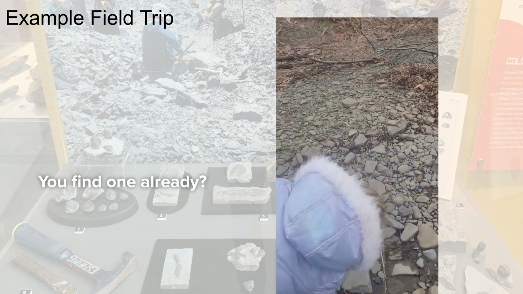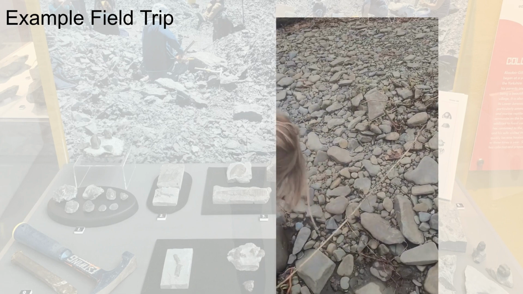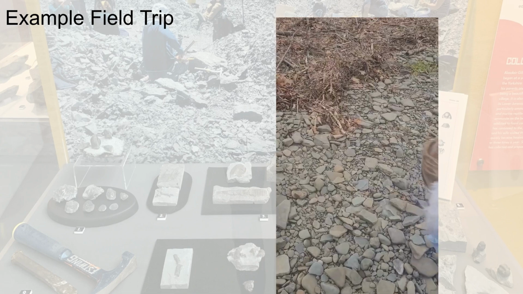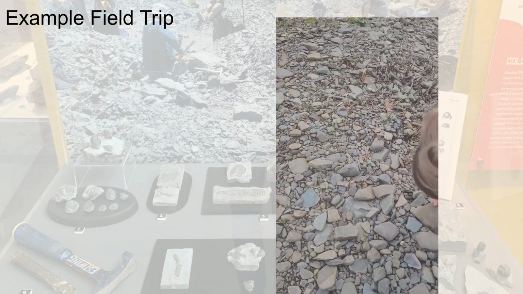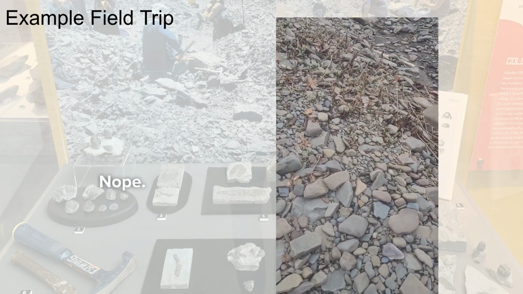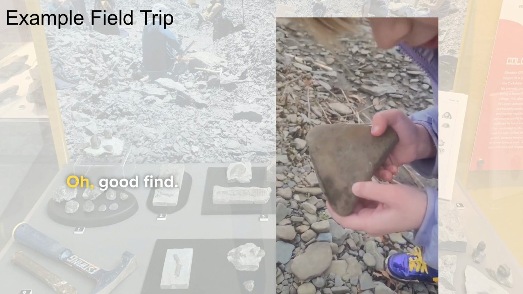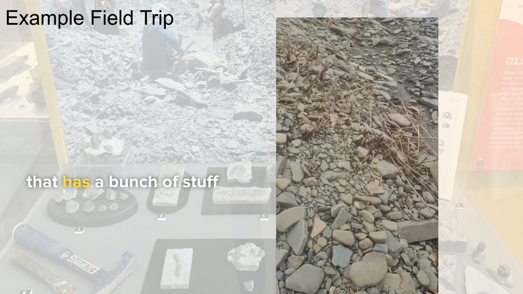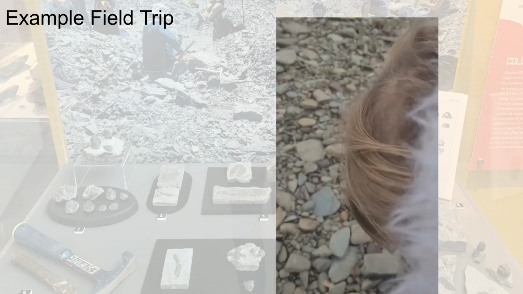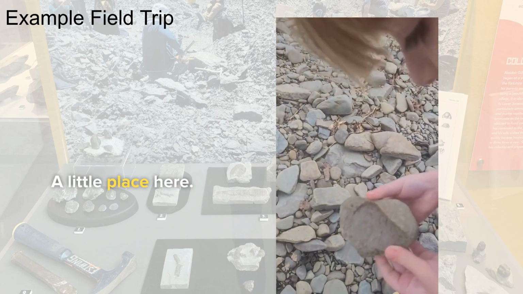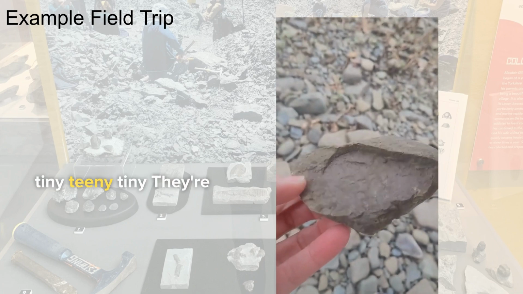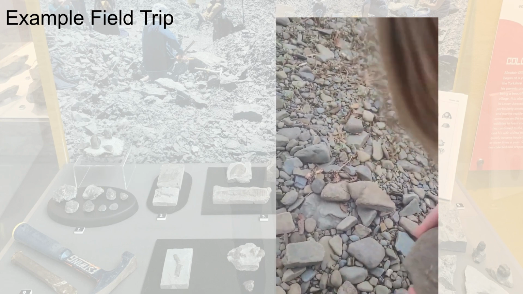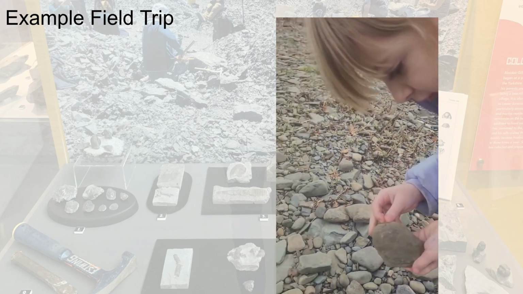Did you find one already? Maybe not. Let's keep looking. Nope. Oh, good find. Yeah. Very cool. I see another one here that has a bunch of stuff in it. Those little guys here, those are teeny tiny. They're called brachiopods right there. It looks like little shells, huh?